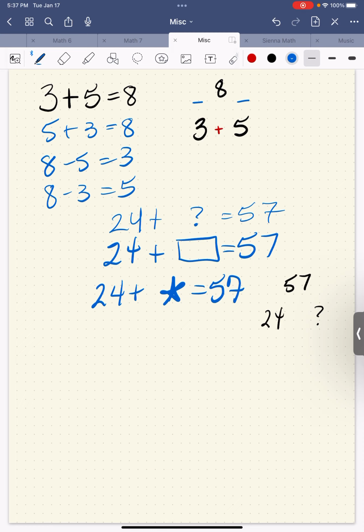And since we know how fact families work, right? 3 and 5 together make 8, therefore 8 minus 5 makes 3. We can have the same concept down here, where we can see that 57 minus 24 will give us the missing number. I don't know if that concept would help or not, but that's one thing to consider.